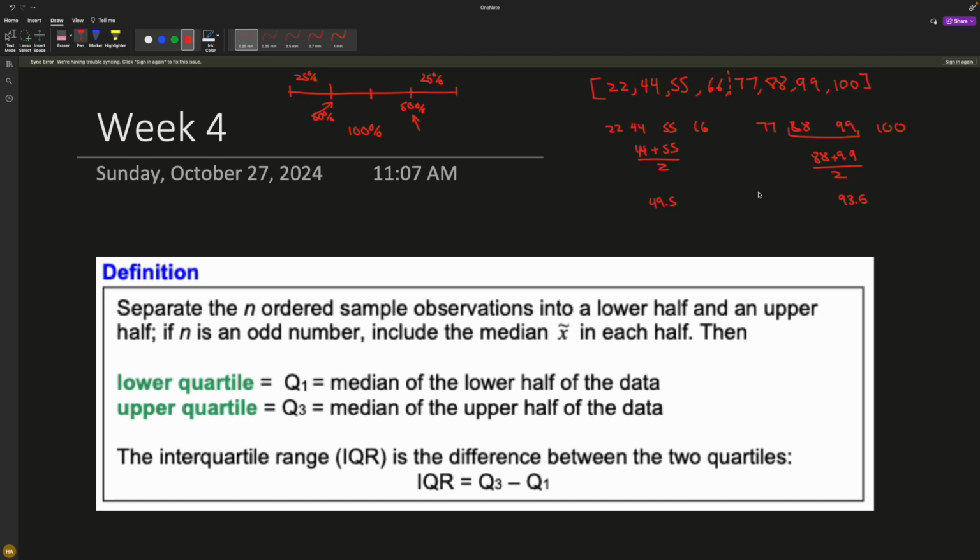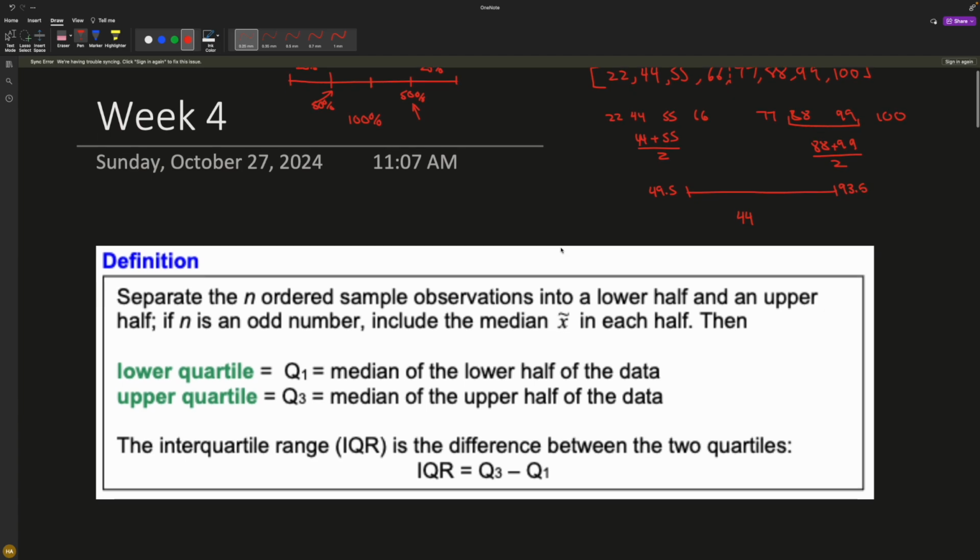Like, how far is it? So 93.5 minus 49.5, which will give me 44. And that is basically the distance from this number to this number. It's the distance between your 25th percentile and your 75th percentile. And that is your IQR.